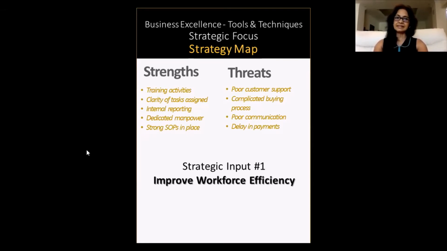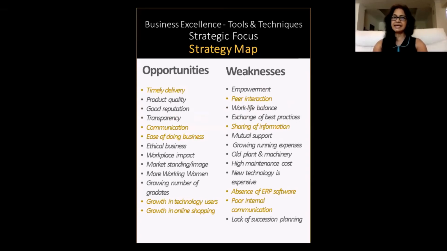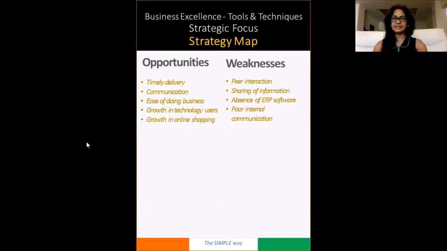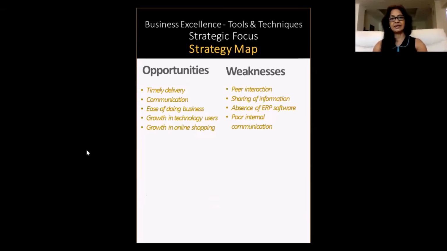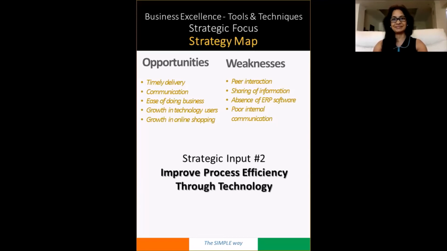Let us repeat this exercise with another combination from our SWOT matrix. So we now take opportunities and weaknesses, and once again we highlight the connected points. Next, we remove the extra points for better clarity, and there we get our next strategic input. That's right, improve process efficiency using technology. This becomes our strategic input number 2.